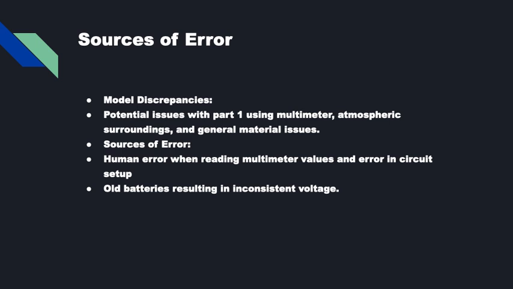And some model discrepancies were potential issues with part 1 using the multimeter, general atmospheric surroundings, and material issues. And some sources of error were human error when reading multimeter values and error in circuit setup, and then just old batteries and equipment resulting in inconsistent voltage.